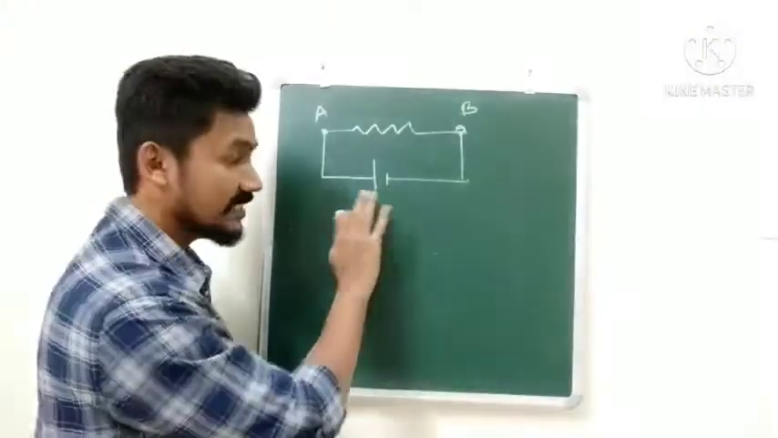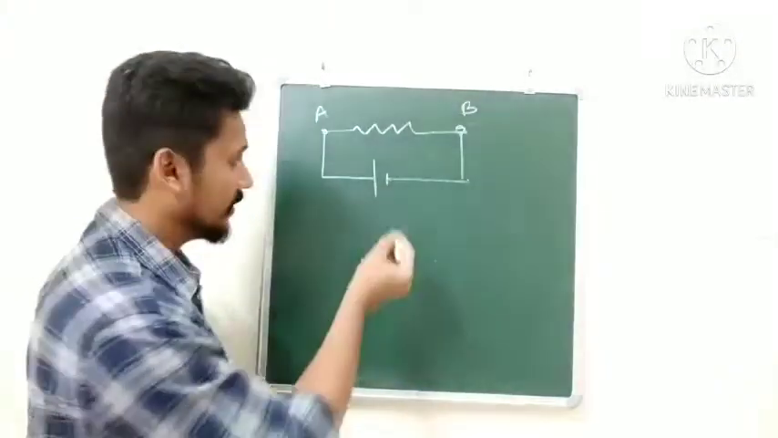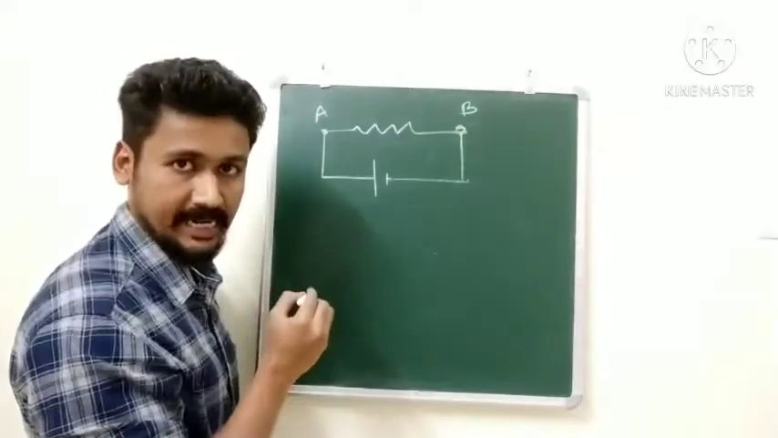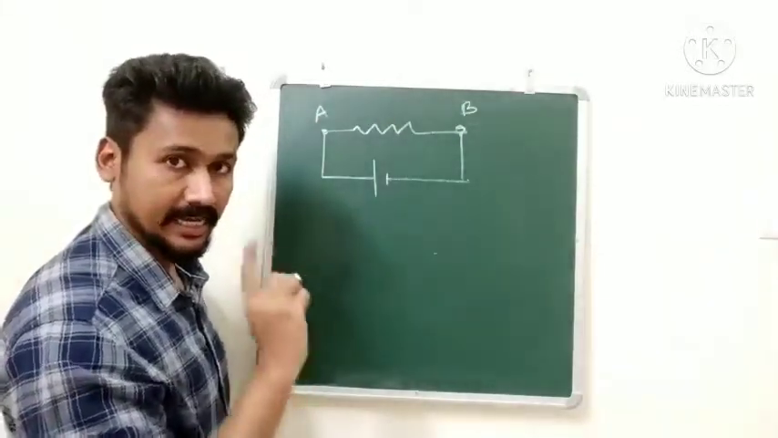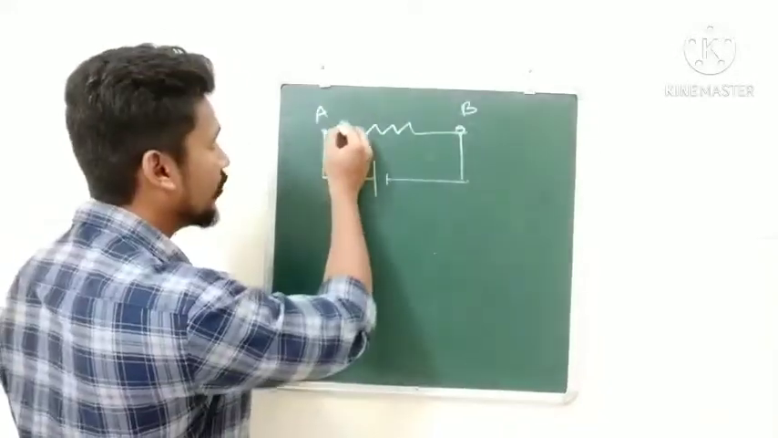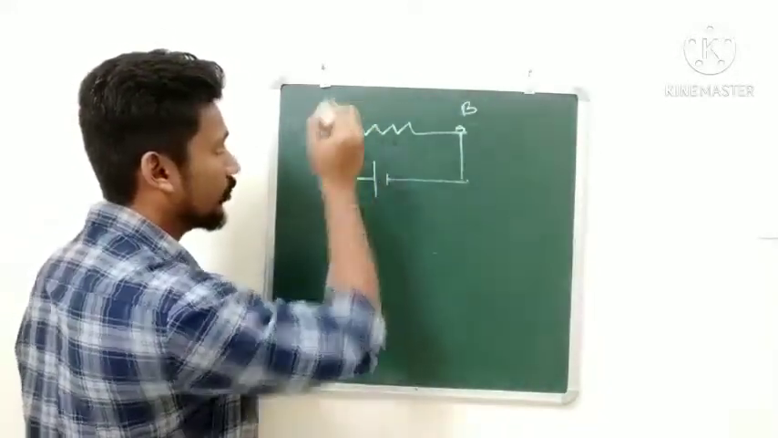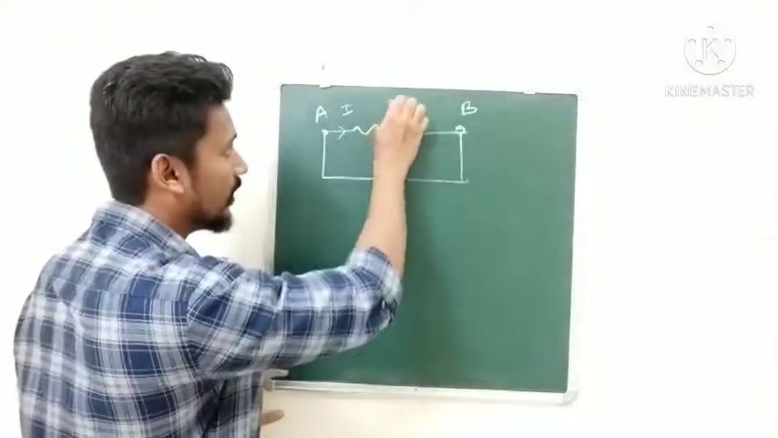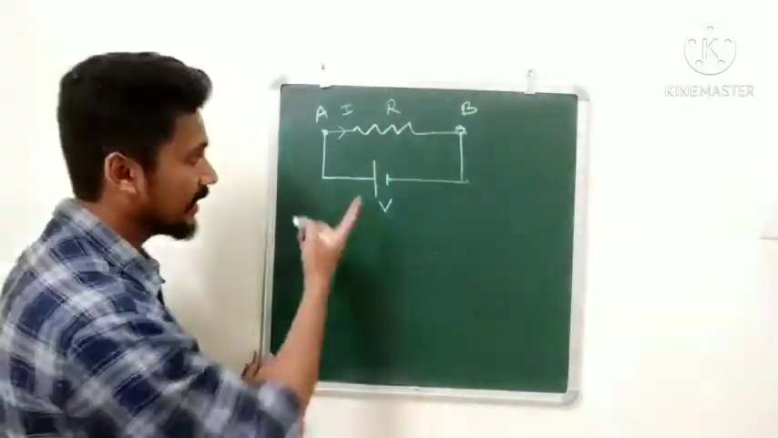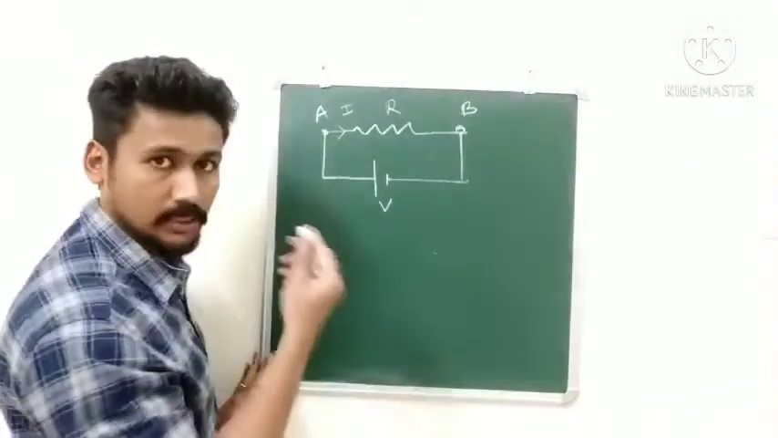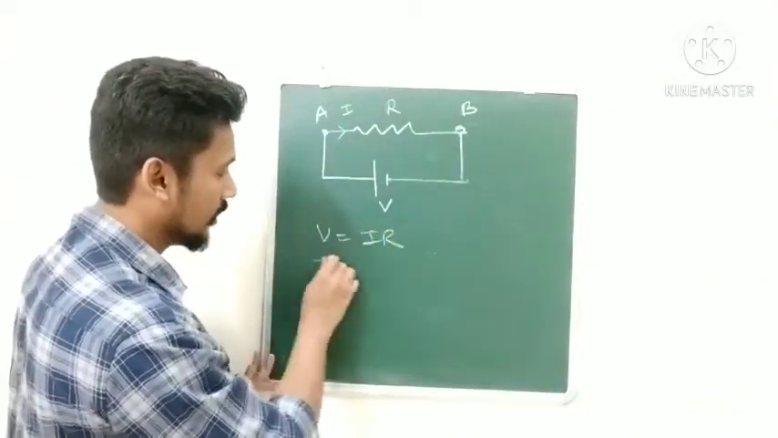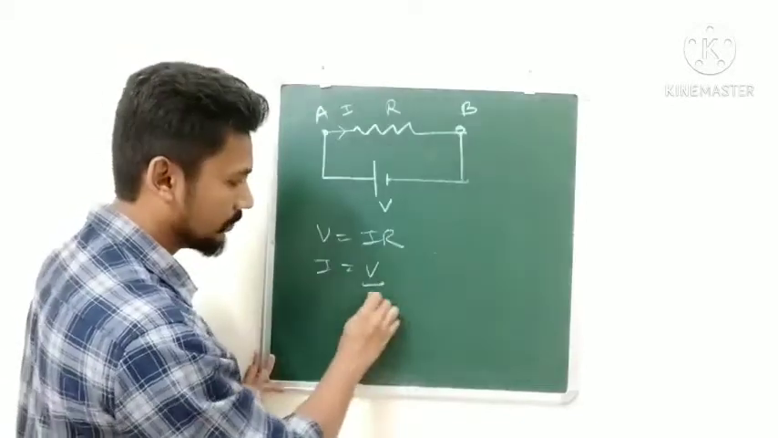Now, because this is a direct current, current will start moving from the positive end and move towards the negative end. That is, the electric current will go from point A to point B. How much current will go? We know the current that will go is capital I, which will depend upon the resistance R and the voltage V. And by using Ohm's law, we get V is equal to IR, or I is equal to V upon R.